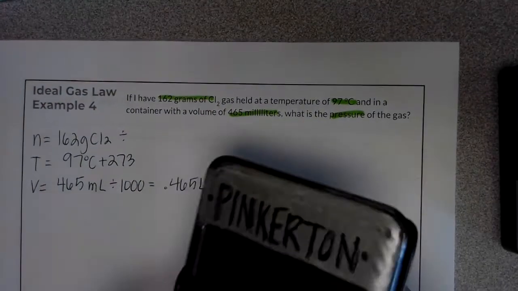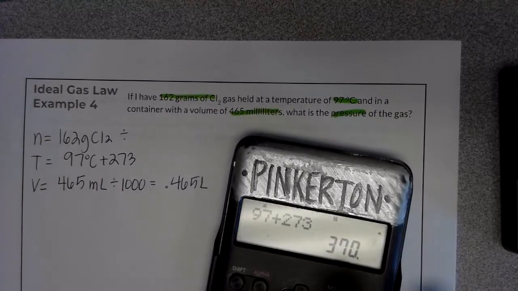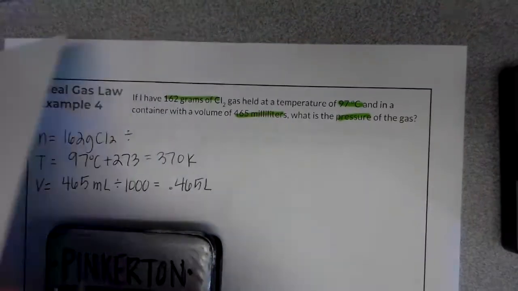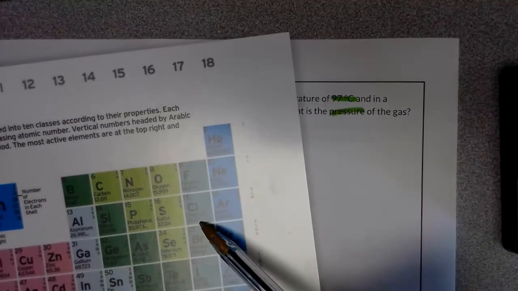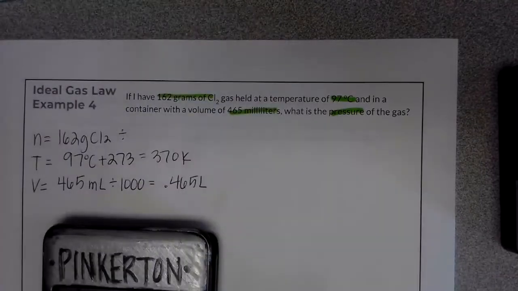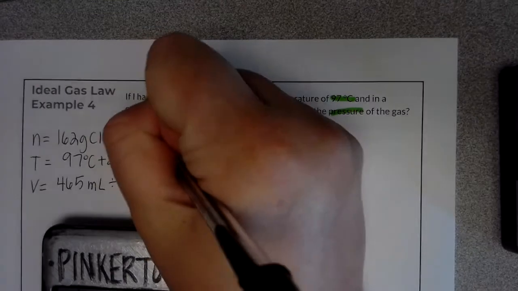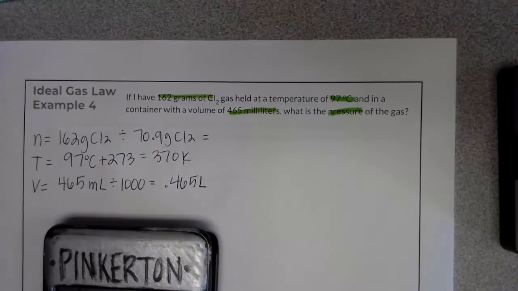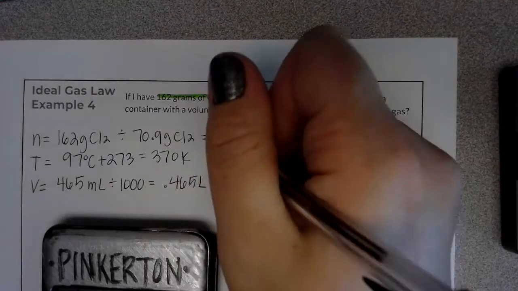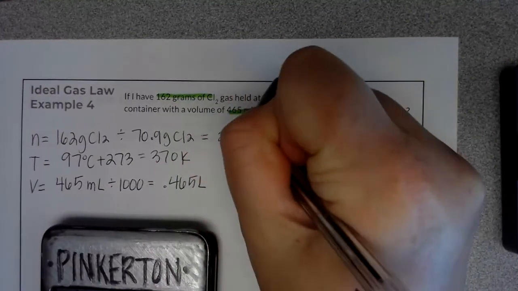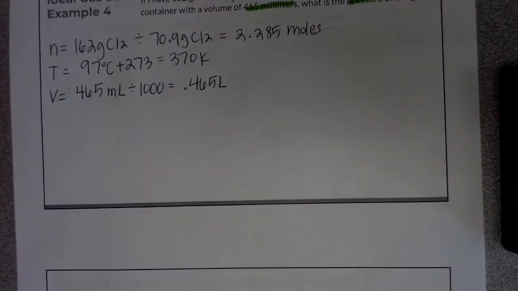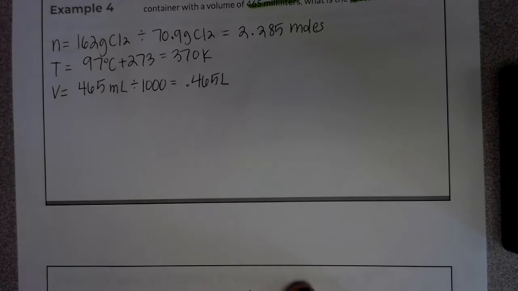So let's do 97 plus 273, 370. All right. Chlorine on my periodic table has a molar mass of 35.45, so it's Cl2, so 35.45 times 2, 70.9 grams of chlorine. That would be my molar mass. 162 divided by my molar mass gives me 2.285 moles. So now let's go ahead and solve. And we are solving for pressure.